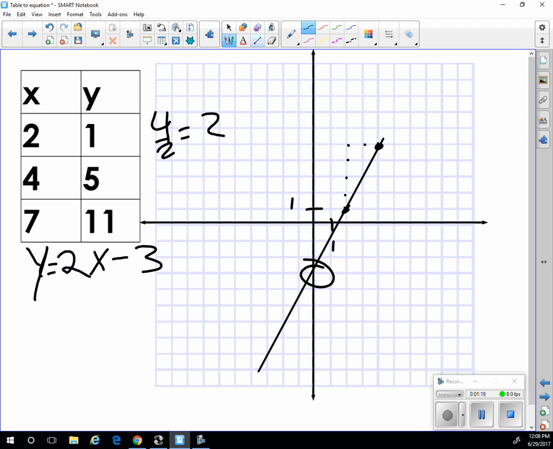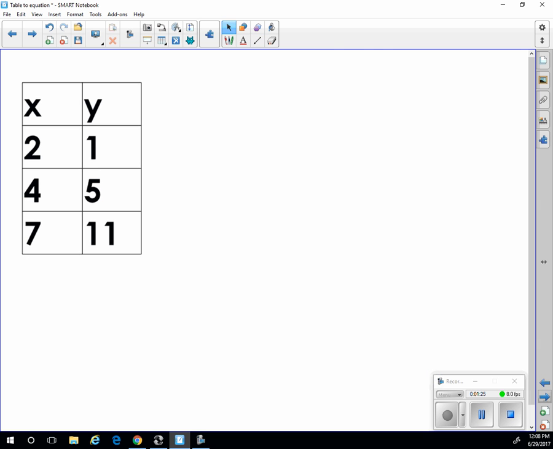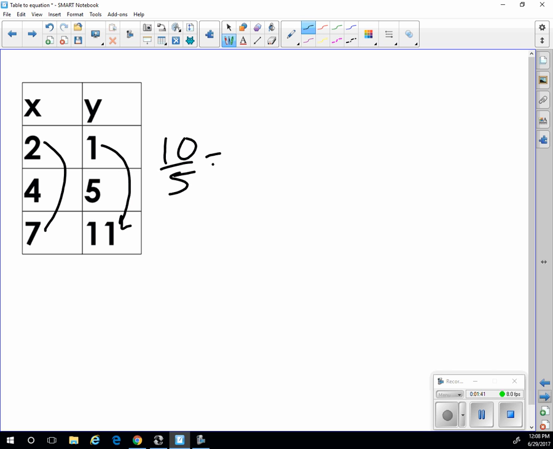We could do this mathematically. Without using graph paper, we could say, well, going from 1 to 11 is an increase of 10. Going from 2 to 7 is an increase of 5. So 10 divided by 5 is 2, so we know that y is changing twice as much as x. It doesn't matter which pairs we choose.